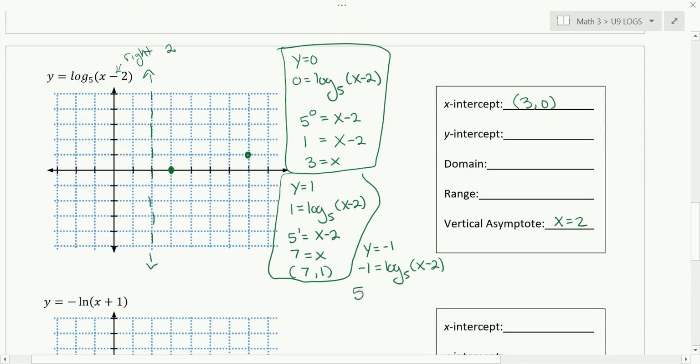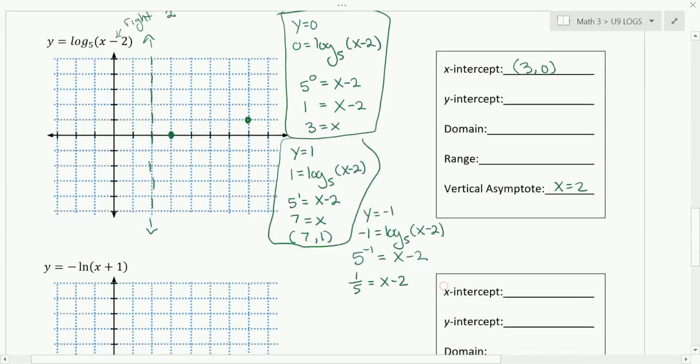So here I get 5 to the -1 is x minus 2. And whenever your exponent's a negative, that's what introduces the fraction here. So this is going to be 1 over 5 is x minus 2. And I add 2 to both sides, and I get 2 plus 1/5 is x. So 2 plus 1/5, that's just a little bit more than 2. So I go to the right, a little bit more than 2, down 1. Just getting closer and closer to 2. So I got 3 points there now.